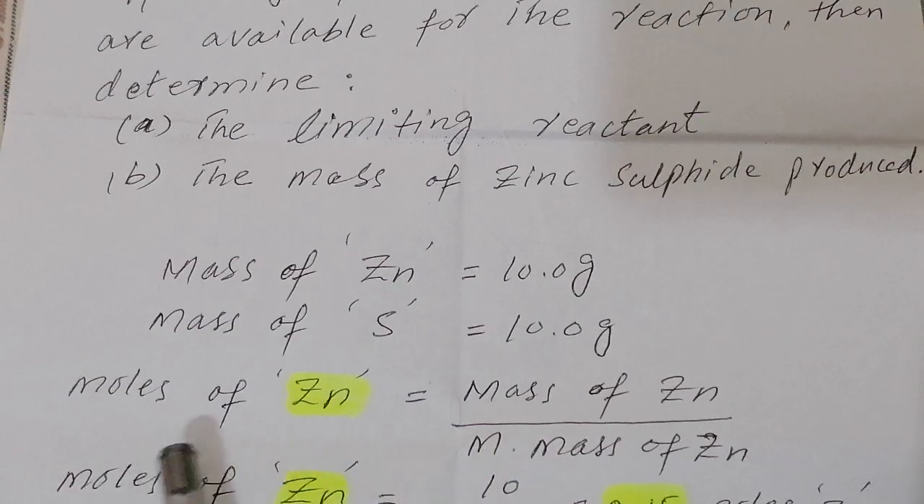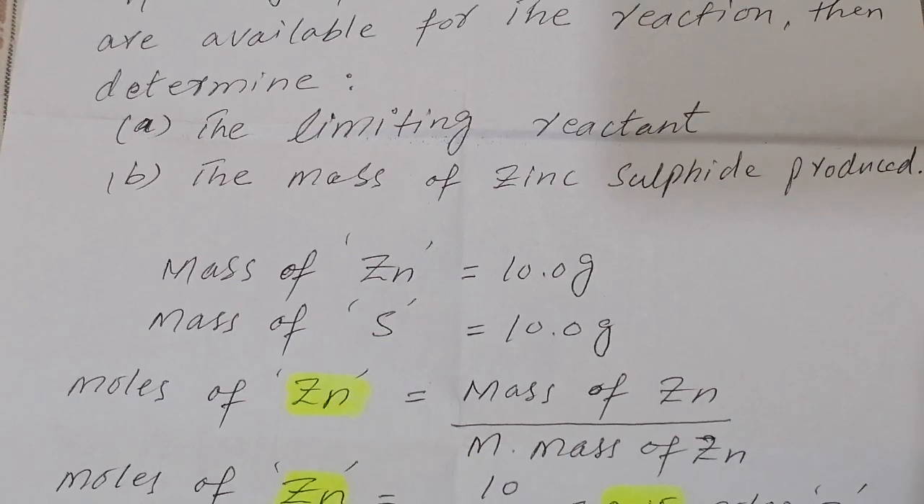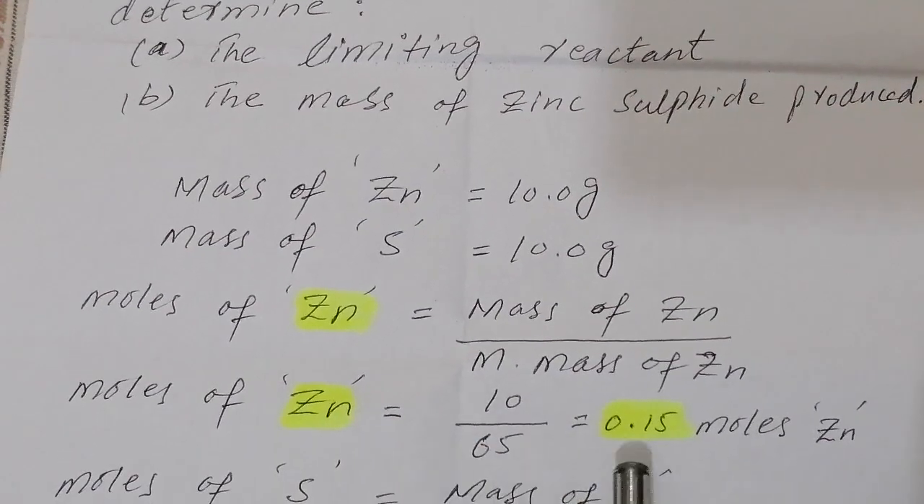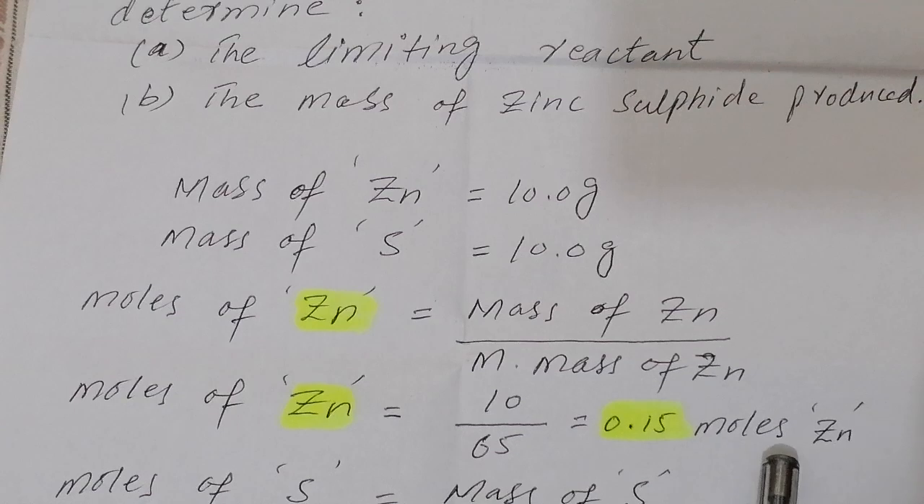In this case, we have zinc. So we will determine the moles of zinc: moles of zinc is equal to mass of zinc divided by molar mass of zinc. Then we will put the values. We are provided with the mass of zinc in the question, which is 10 gram, and zinc is an element and its atomic mass is 65. So its molar mass will be 65. And when we solve this fraction, we will get 0.15 moles of zinc.